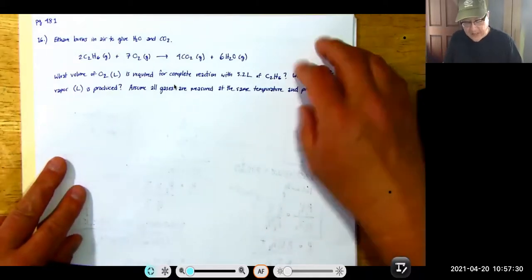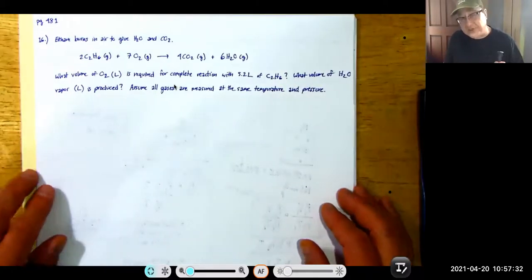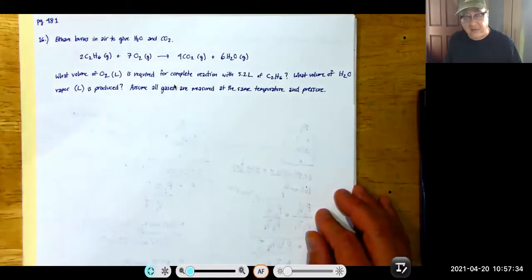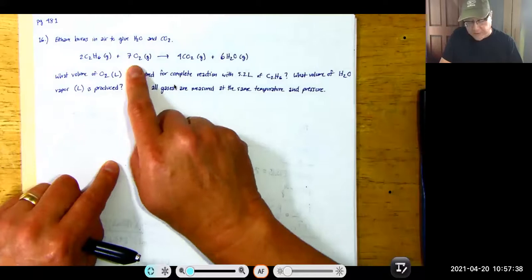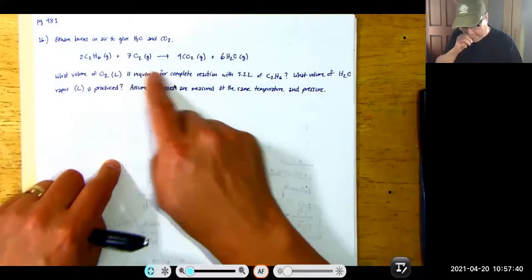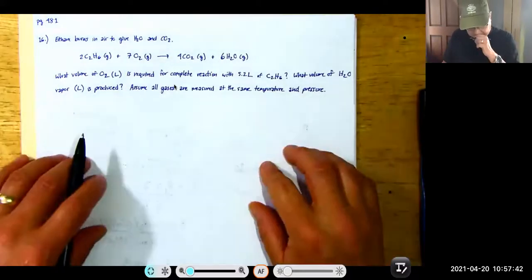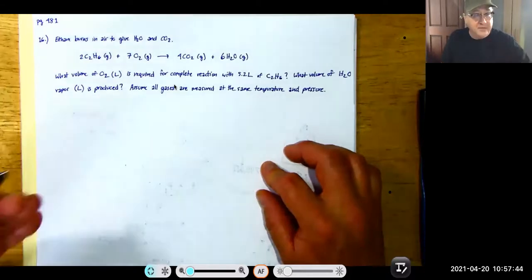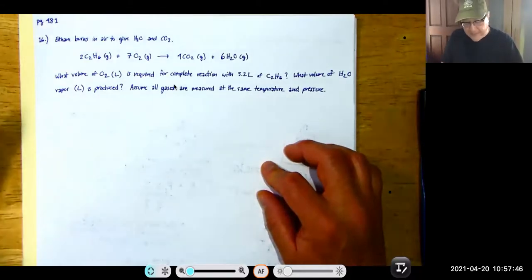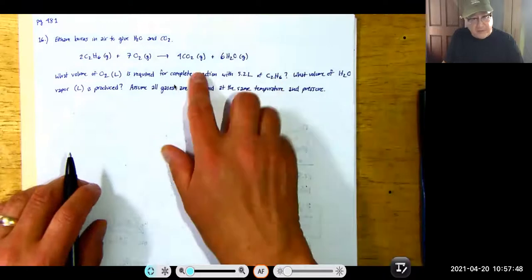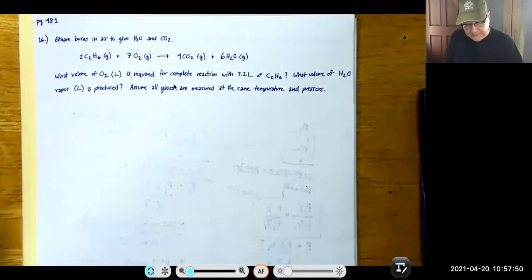So this is a combustion reaction, which is a specific type of a class of reaction called redox. We know it's redox because we have pure oxygen on one side of the equation, and that makes it a redox. In fact, if it's a pure element on one side of the equation, and that element is not a pure element on the other side, it's a redox.